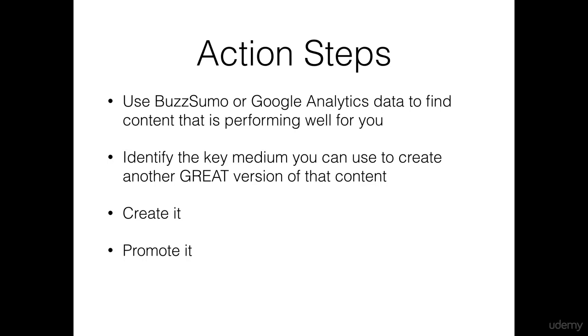If you have data related to customers and leads, go based off that data. If you don't, go based off organic traffic data. And if you don't have either one of those, go based off share data. So identify those key content pieces that you're going to repurpose. Identify the medium in which you can create really awesome versions of that content.